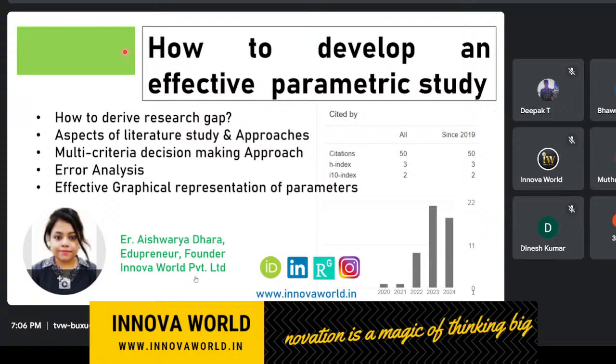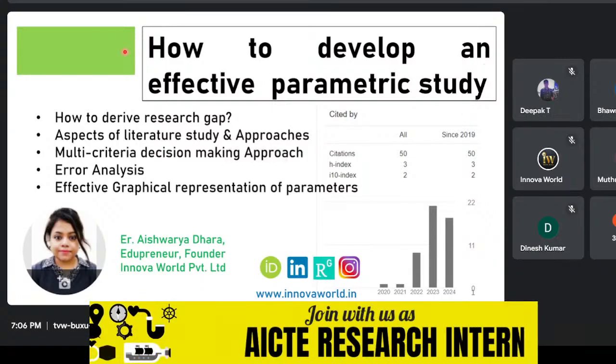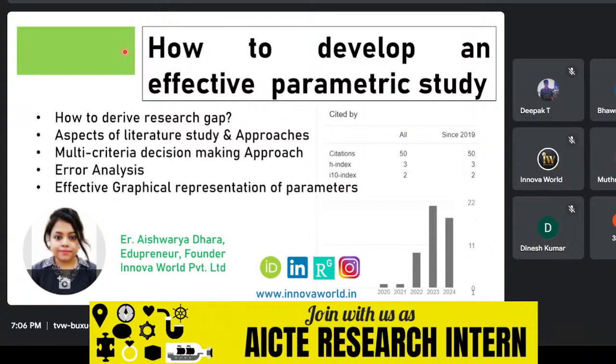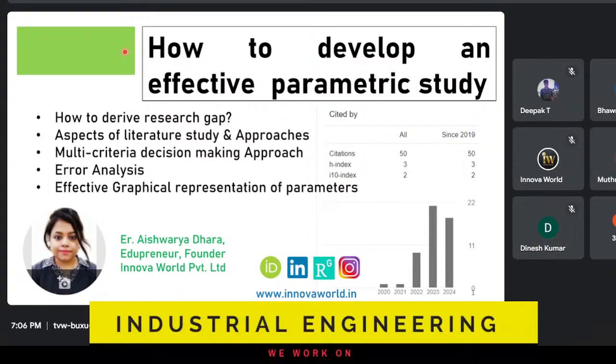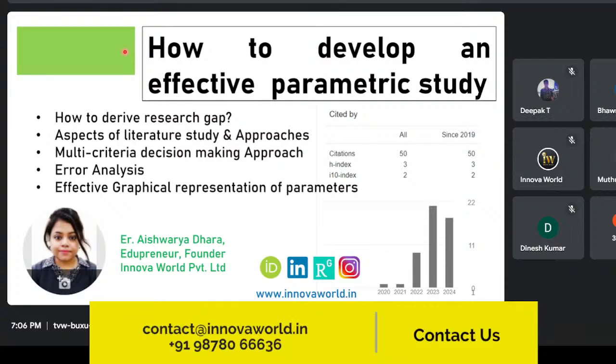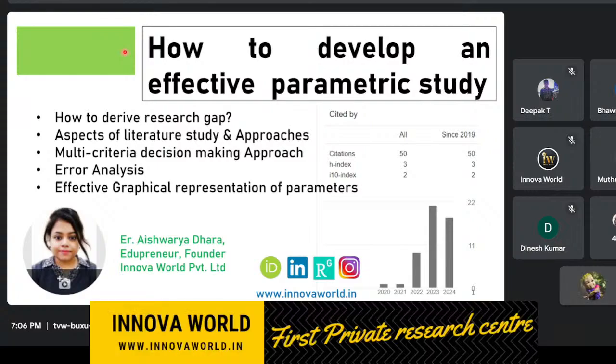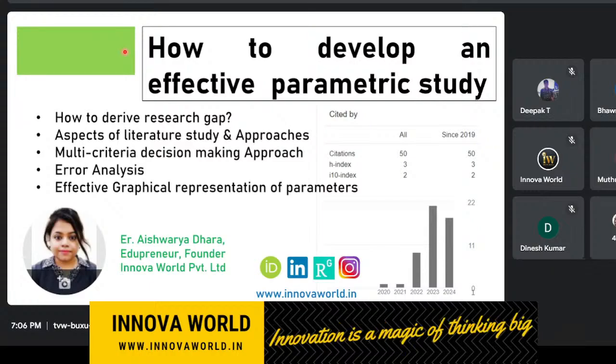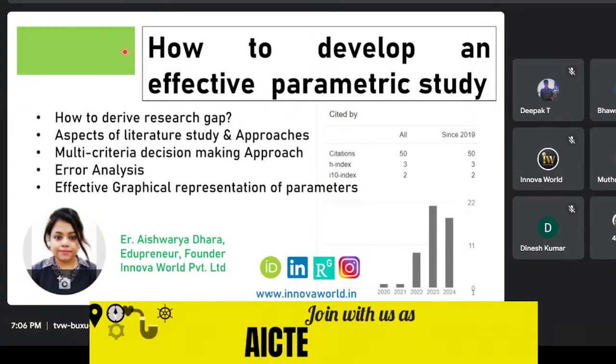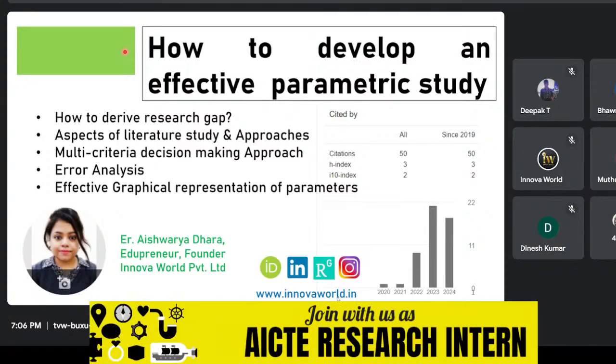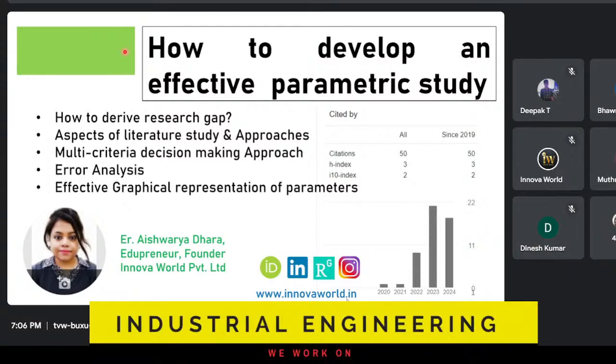So, as you can see, today's discussion is about how to develop an effective parametric study. As all our interns are based on research oriented activities, either you're working on data science or machine learning or CFD or drone design, there are different activities going on. But the moral of the thing is how to develop an effective parametric study.